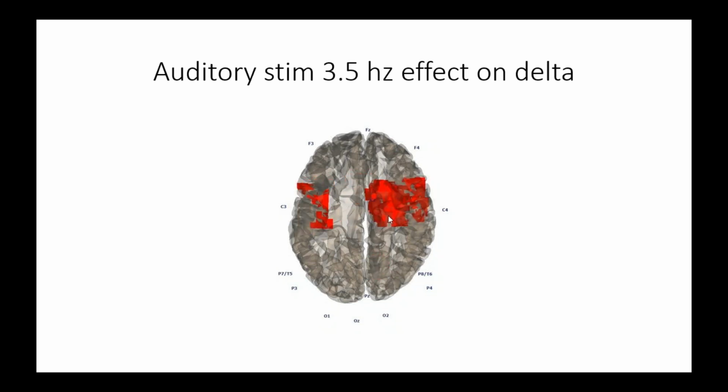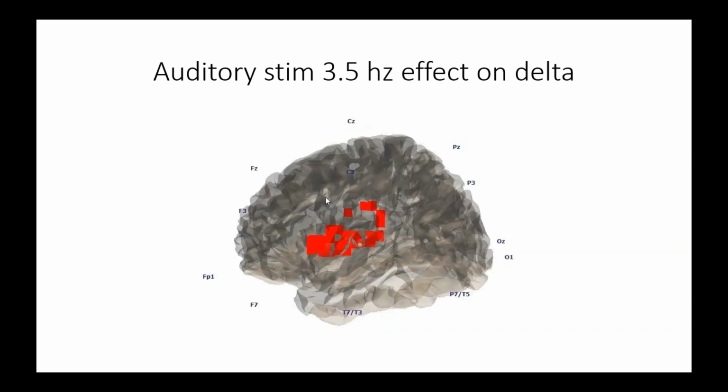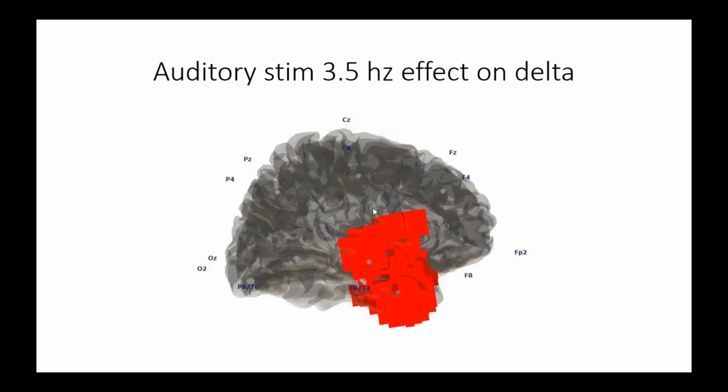Here's the effect on delta from 3.5 Hertz. You see the left and right are very different. The left looks like this, again, an insula and some associated areas. And on the right side, you're getting a more diffuse temporal result. So you're actually able to see left and right changes right across that single session.